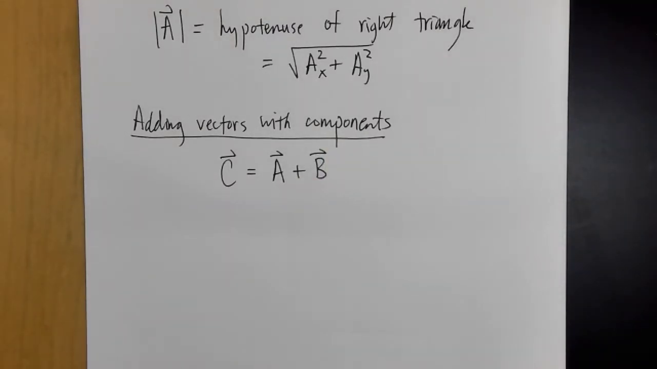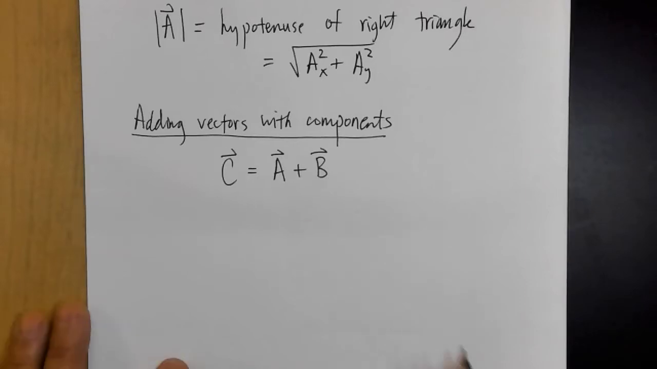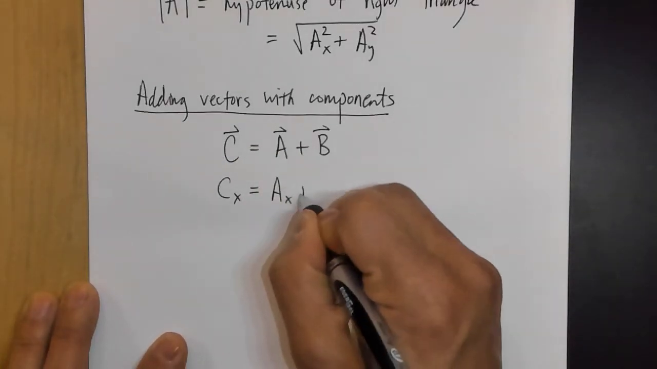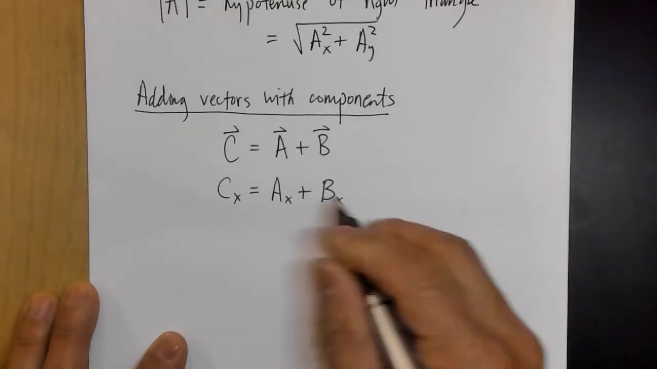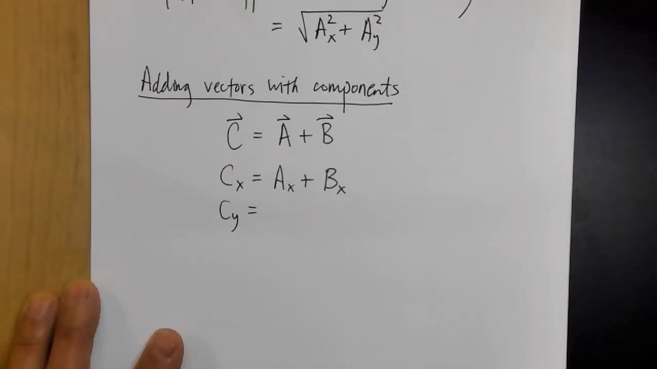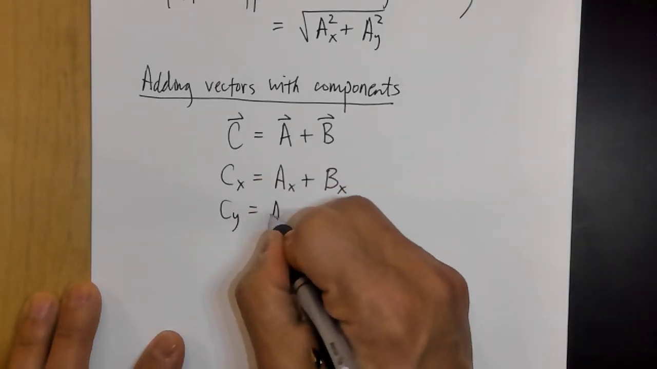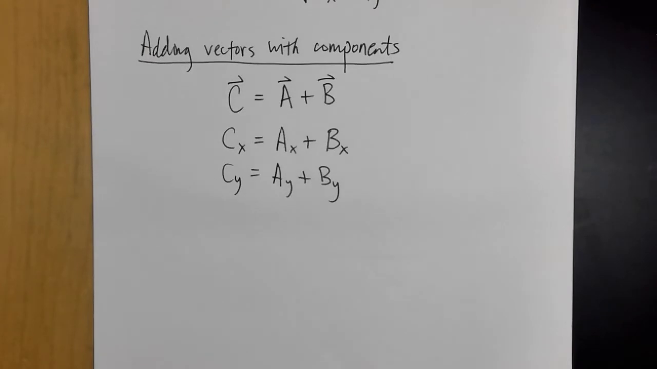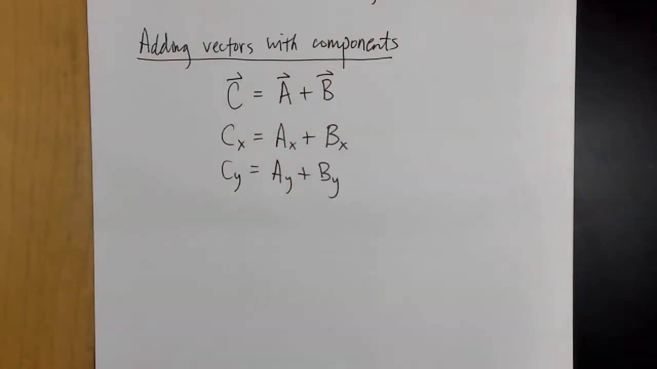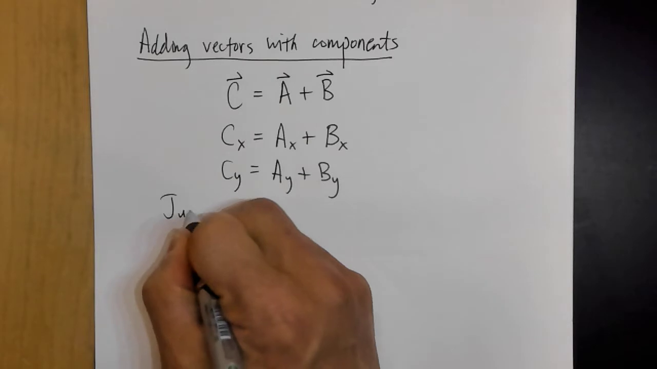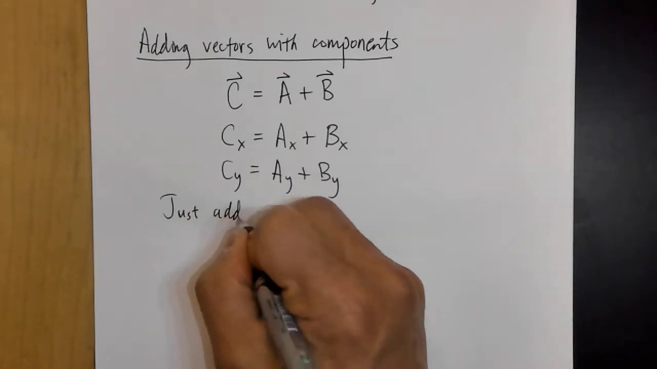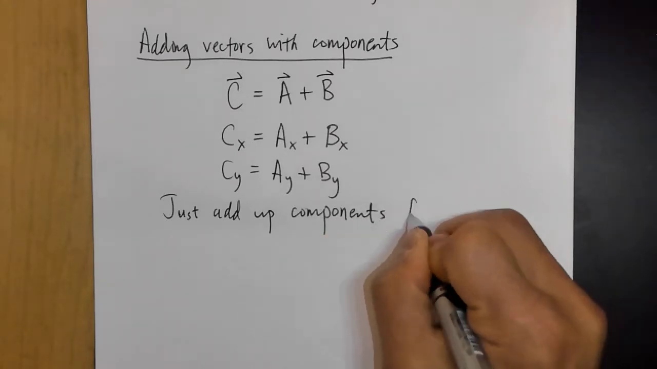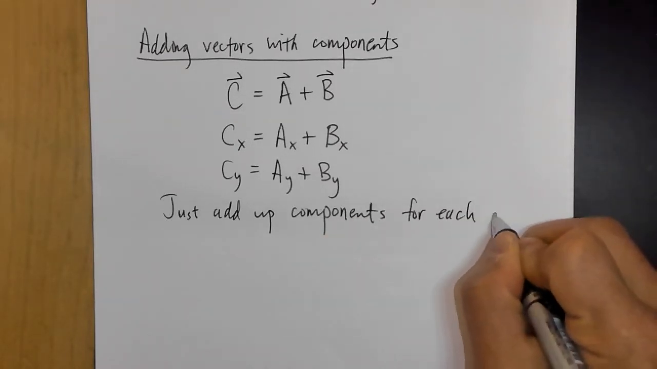The way we will do it to add the vectors is we just say the x component of C is equal to the x component of A plus the x component of B. The y component of C, as you can guess, is the y component of A plus the y component of B. Okay. So I just add up the components for each direction.